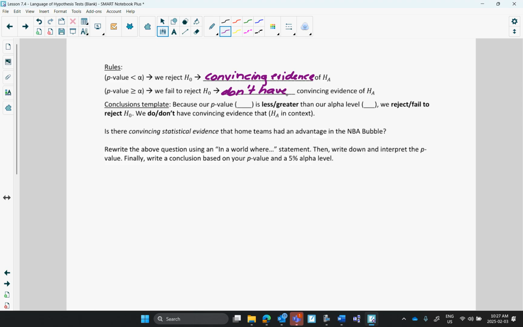And this is what the conclusion sentence basically looks like. Because our p-value, whatever it is, is less than our alpha value, or significance level, or alpha level, pardon. So this p-value will be the probability that we're going to calculate. Alpha level is what we decide our guideline is going to be to determine whether we reject or fail to reject. So like I said, if it's less than, then we reject H0, and we do have convincing evidence of HA. If it's greater than the alpha level, we fail to reject H0. We don't have convincing evidence.